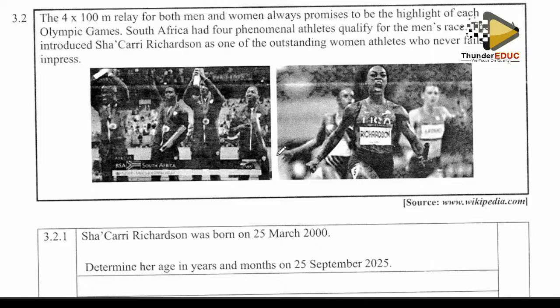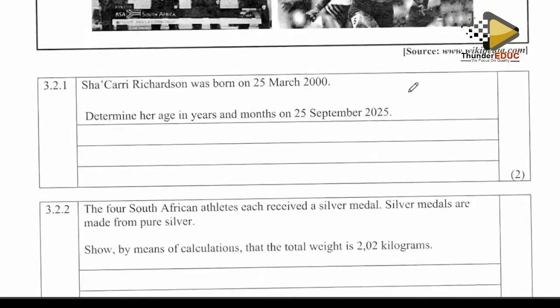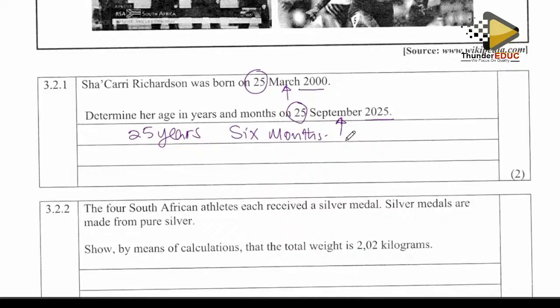The 4x100 meter relay for both men and women always promises to be the highlight of each Olympic Games. South Africa has 4 phenomenal athletes qualify for the men's race. The USA introduced Shaya Sheikh as one of the outstanding women athletes and never fails to impress. Shaya was born in March. Determine her age in months. So guys, I'm looking at this. The person was born in March. This is September. So the person is already 25 years and 6 months.